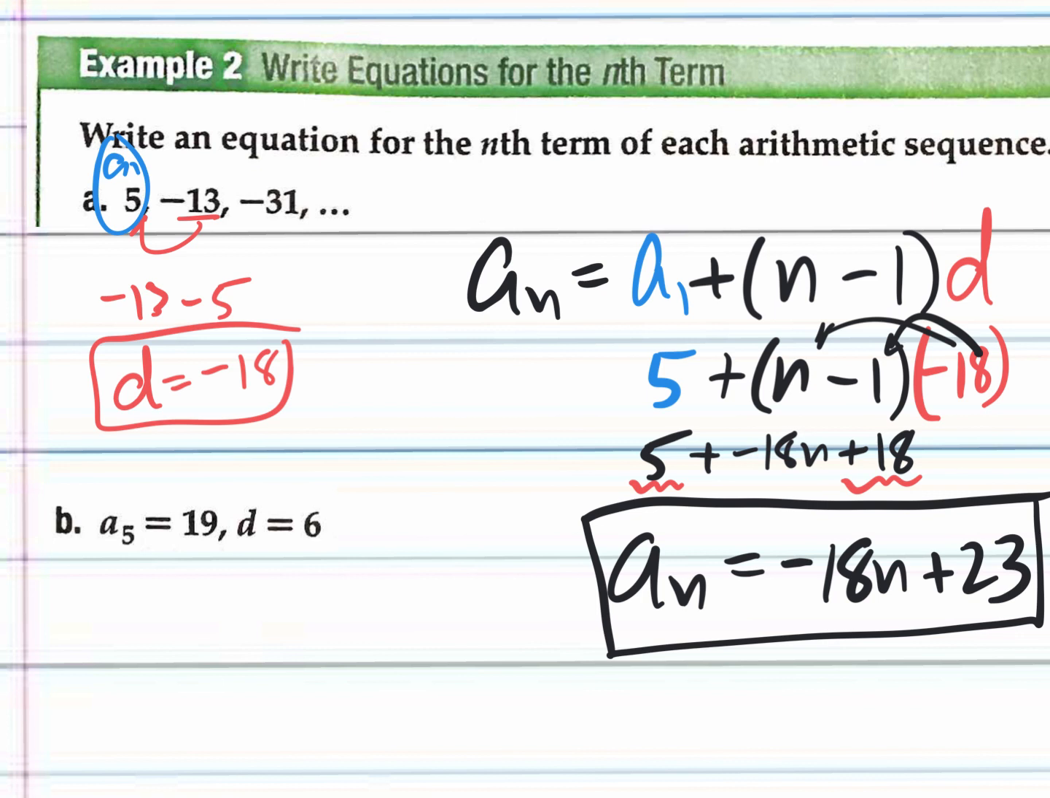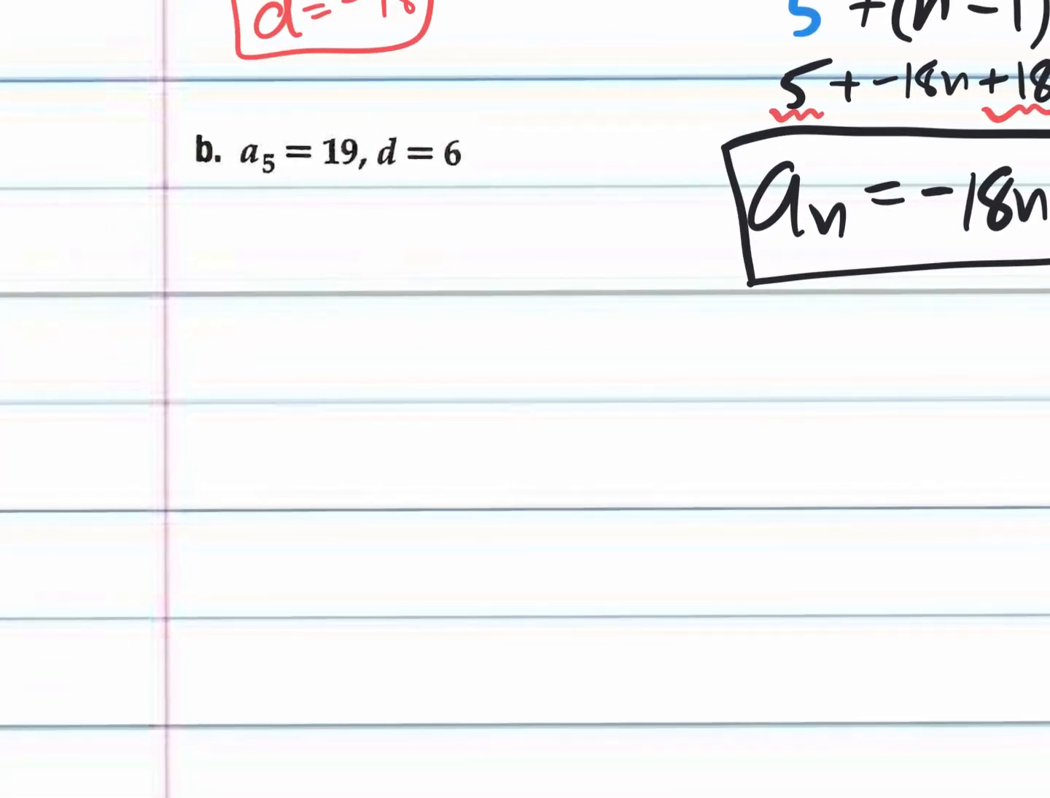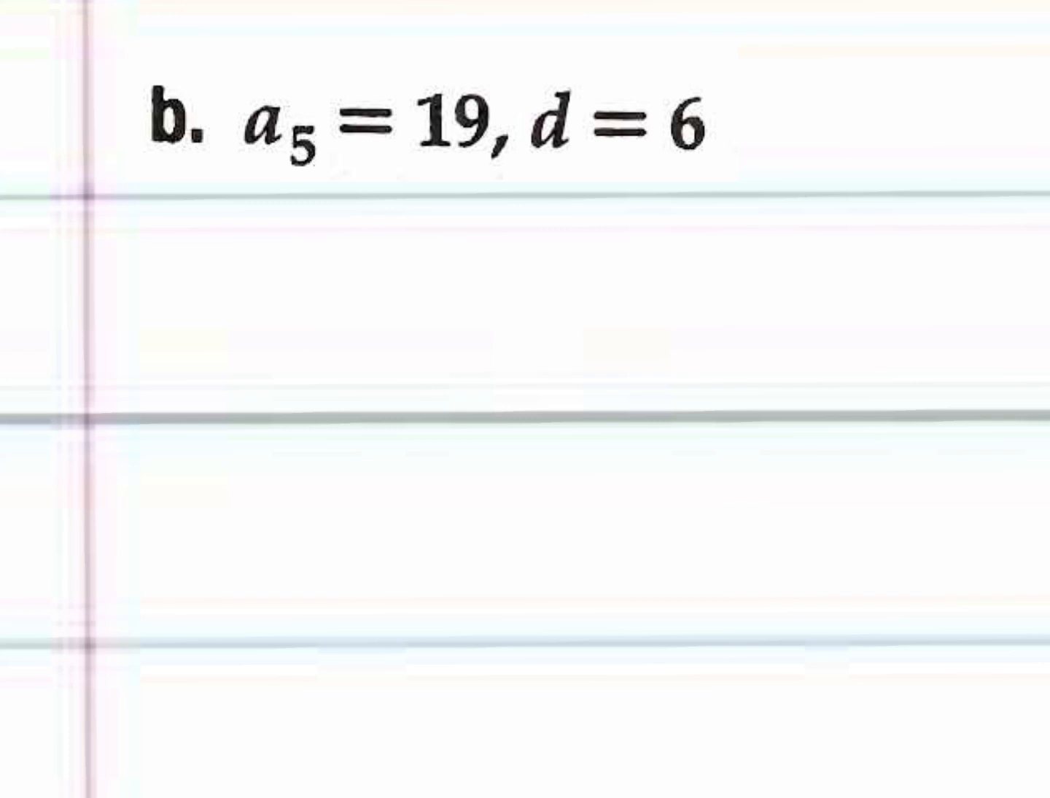Now, there's a slightly more challenging type of question. It's down here. Right here, they want you to come up with the a sub nth rule, but what are the two things that you need to write the a sub nth rule? A sub 1 and common difference. But we have the common difference, but we don't have a sub 1. We need a sub 1, okay?